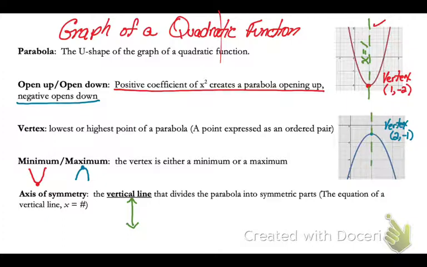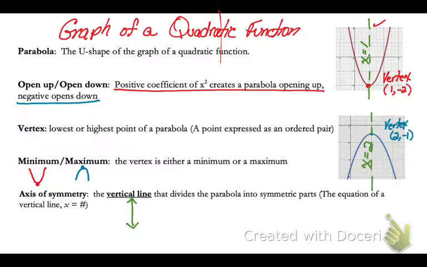Now, if I'm looking at my blue parabola, the axis of symmetry that goes right down the middle of that is x equals 2. Again, notice that that x equals 2 is the same number as the x value of my vertex.